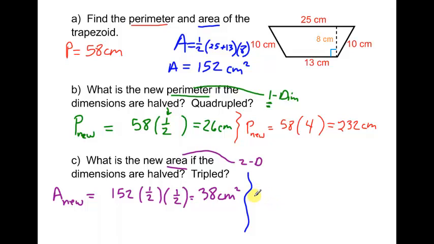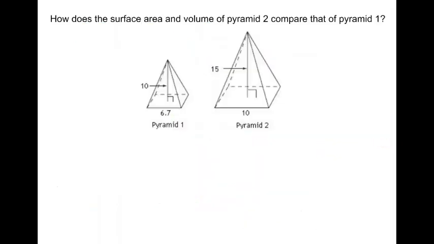And finally, if I want to get my new area by tripling those dimensions, I simply take my old area, 152, and multiply by 3 twice, once for each dimension, each one being tripled, and then I get my new area: 1,368 square centimeters. To me, that's a lot easier than calculating the areas and the perimeters over and over and over again. That's how the scale factors work.